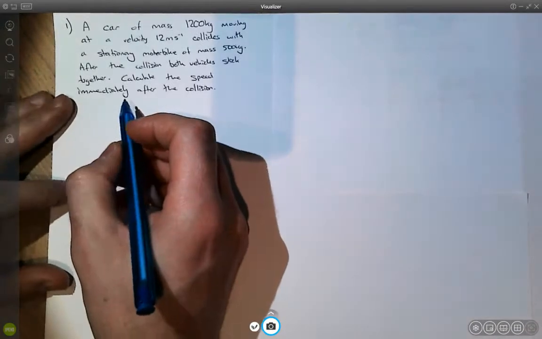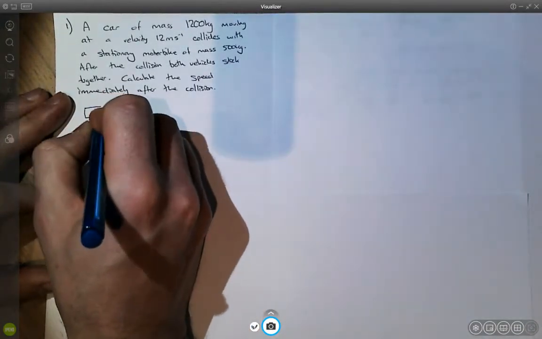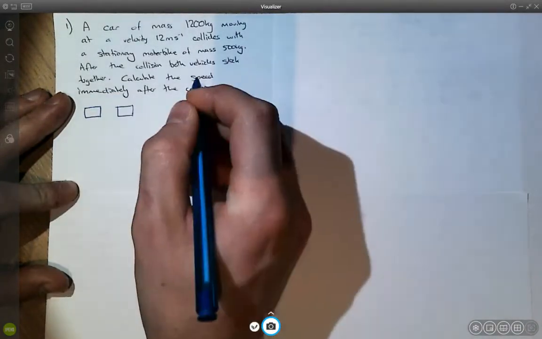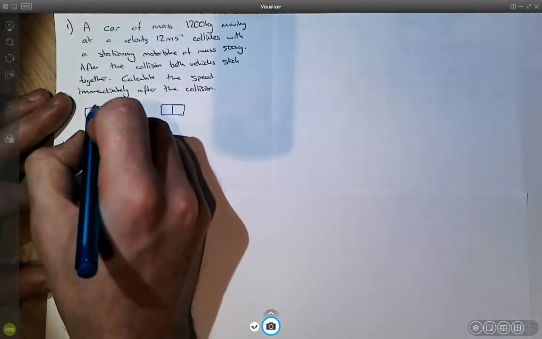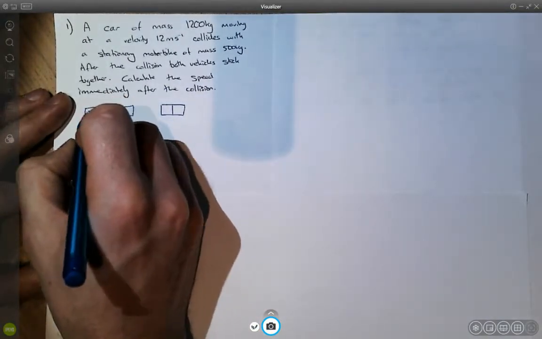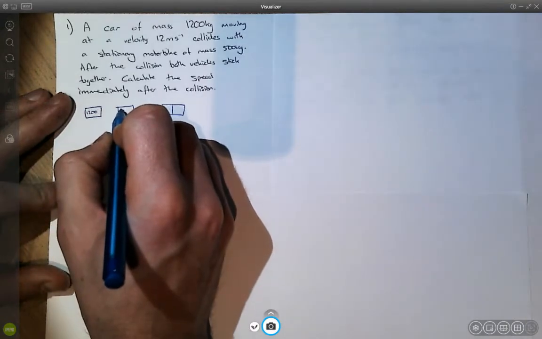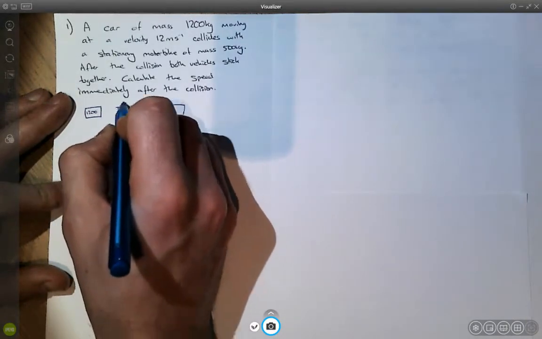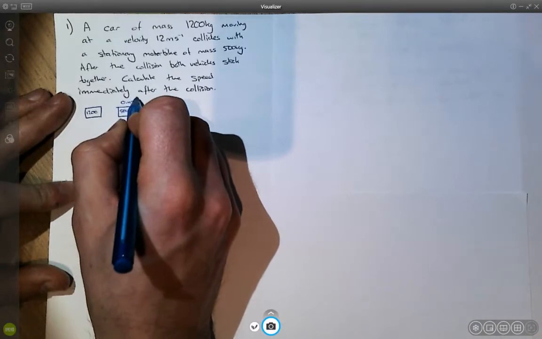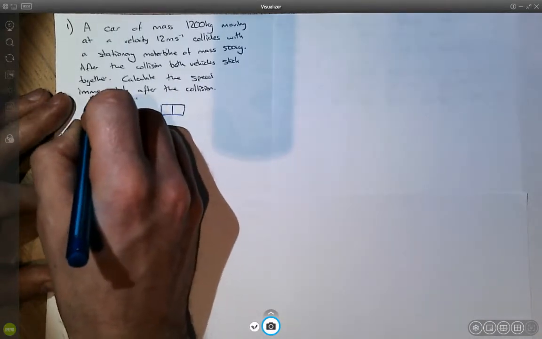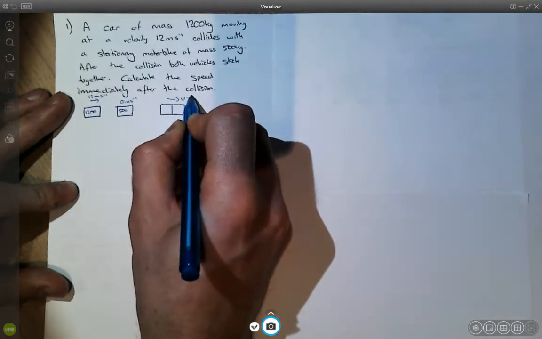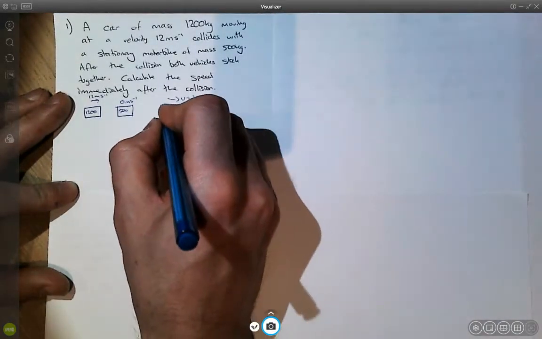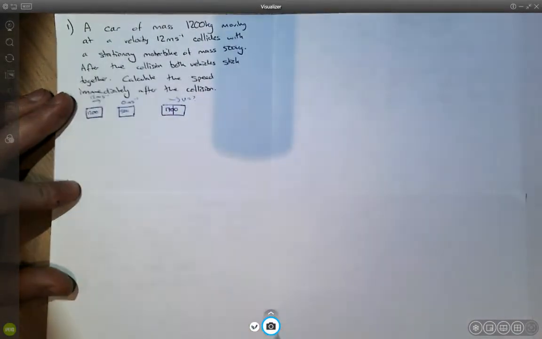So as usual, a quick and easy diagram is usually sensible just so we can label things and be sure of what we're doing. So we have a car of mass 1200 kilograms colliding with a motorbike of 500 kilograms. This is stationary. This is moving with a velocity of 12 meters per second. And then after the collision, what is the velocity? And the combined mass is obviously going to be 1700 kilograms.